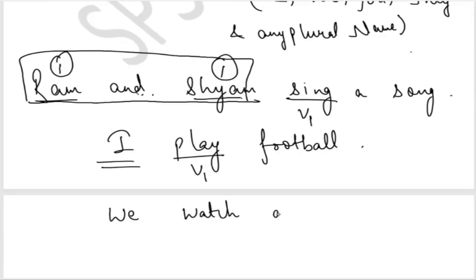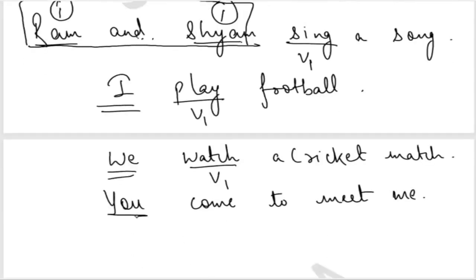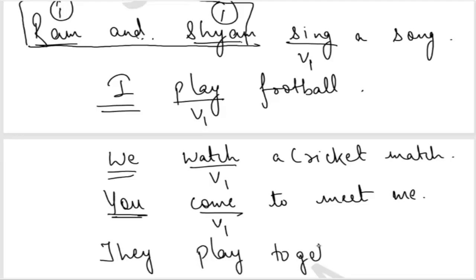We watch a cricket match. Since we is a plural subject, we are using verb first form. You come to meet me. Since you is a plural subject here, we are using verb first form. They play together. Since they is a plural subject, we are using verb first form. So now do you understand what a plural subject is? Yes or no?